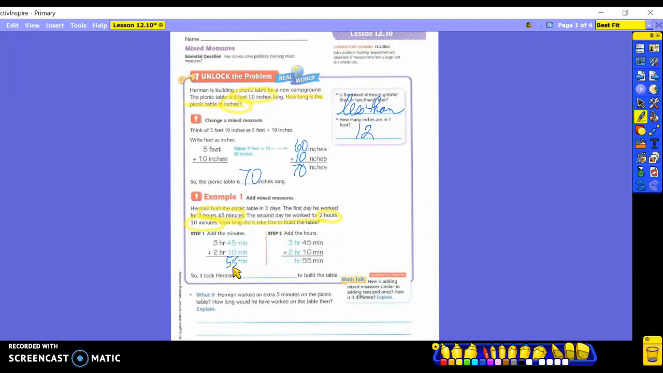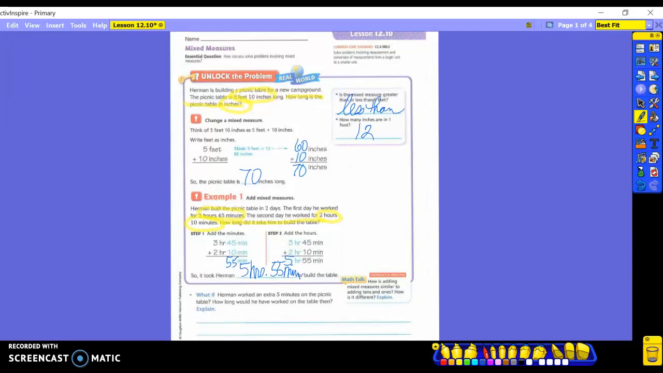Now, step 2, we're going to add the hours. So what do we get? 5. 3 plus 2 is 5. So it took him 5 hours and 55 minutes to build the table.